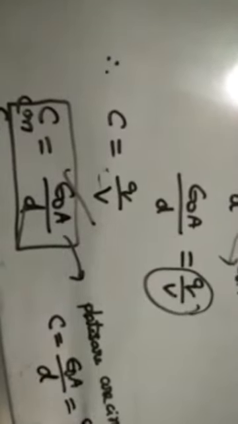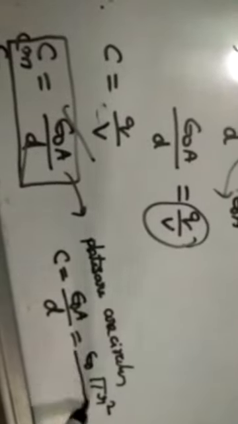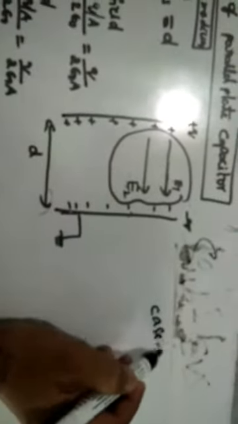But in place of A, can you guess what we have to write here? This is pi r square by D. This is the concept, remember. Okay. Now coming to case 2. Listen carefully, this is very easy.